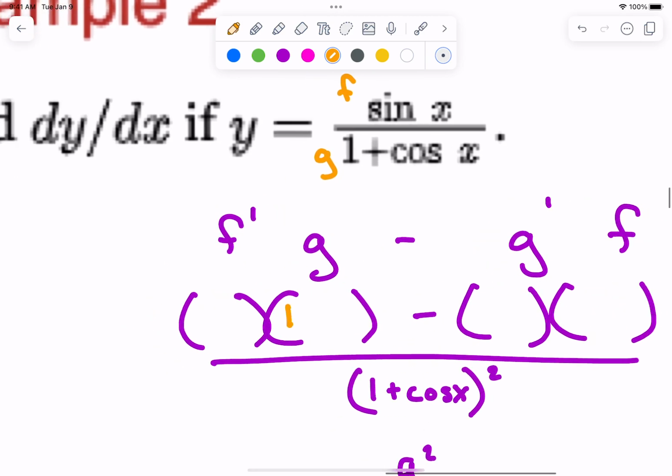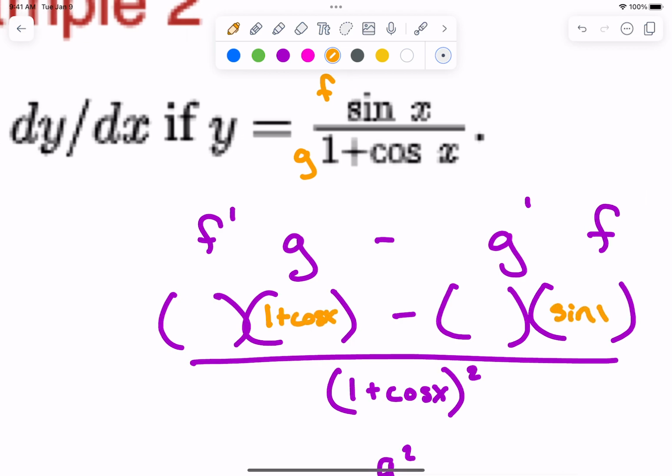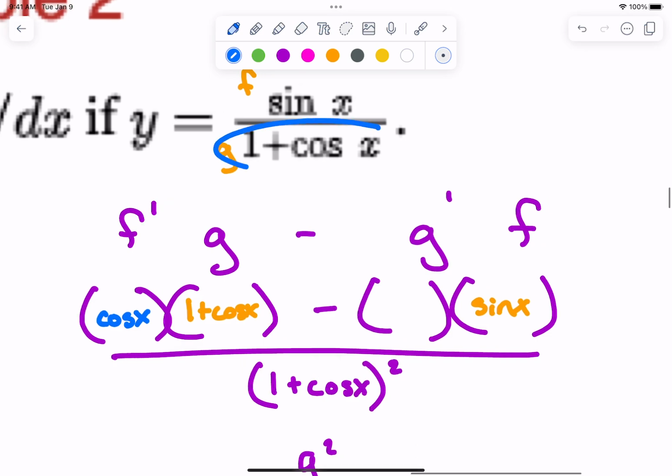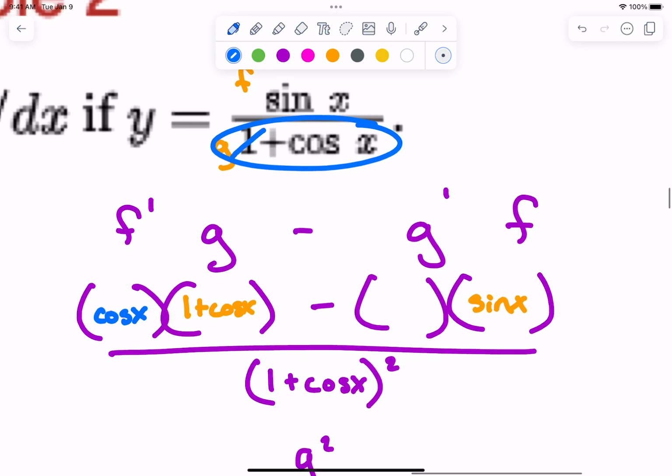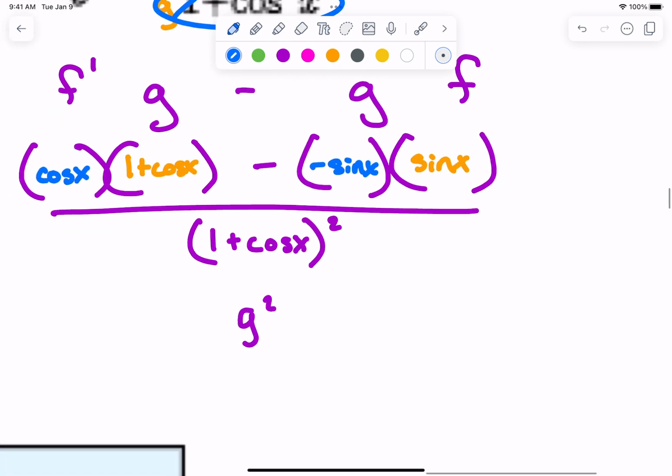So g stays 1 plus cosine x. F stays sine of x. The only parts that we have to take the derivative of are the two that I have blank yet. So f prime, what's the derivative of sine? Cosine x. Okay, the derivative of g, the bottom. What's the derivative of 1? It goes away. Cosine becomes negative sine x. Okay, so let's simplify.